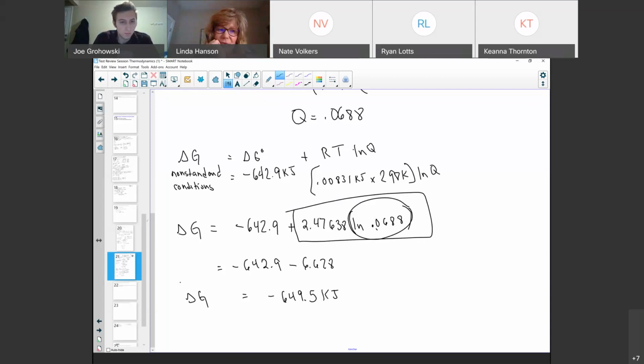A lot to this one in terms of we had to solve Q first. And once we solved Q, then it's just a matter of plugging in all those numbers to pull out delta G at non-standard conditions. And remembering that Q, the reaction quotient, taking the ratio of products over reactants, those values will be given to you. And just remember, coefficients become the powers with which you raise those values to in that expression.